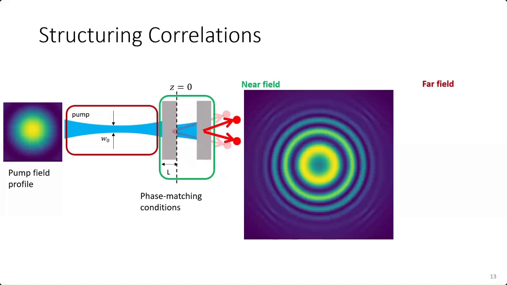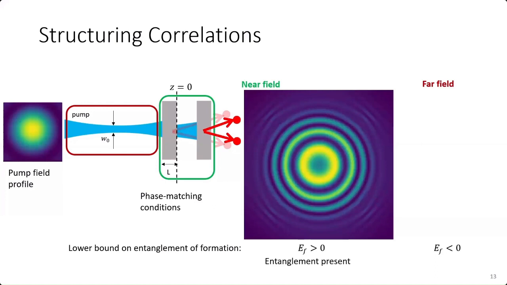We would be focusing on this near field structuring, the reason being that if we look at the lower bound on the entanglement of formation, then it is positive in the case of near field, and it is negative for the case of far field. And entanglement of formation is used as an entanglement witness for us, meaning that if it is positive, then entanglement is present, and if it is negative, it is absent. In our experiment, we found that the lower bound on the entanglement of formation turned out to be close to 1, which means that entanglement was present in the near field.